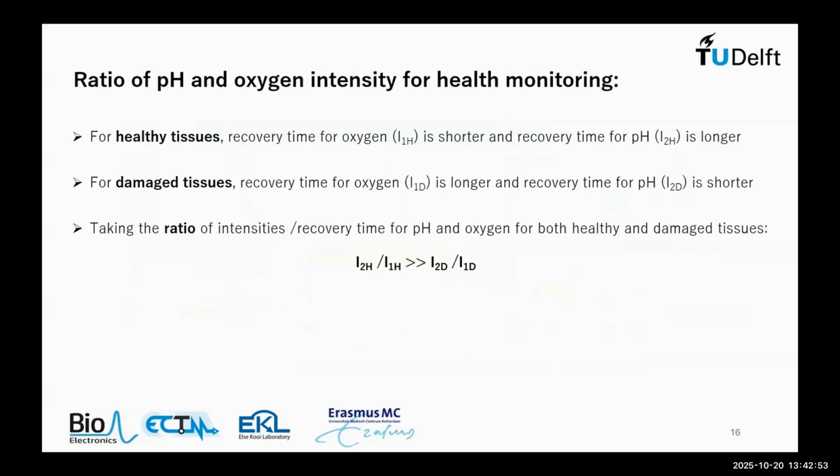There are different approaches here we're looking at. We can just take the two intensities, but we can also take the ratio of intensities or the ratio of the delay. We're not out of that yet. We're still looking at what is the best and most effective way of measuring the two in a single layer.